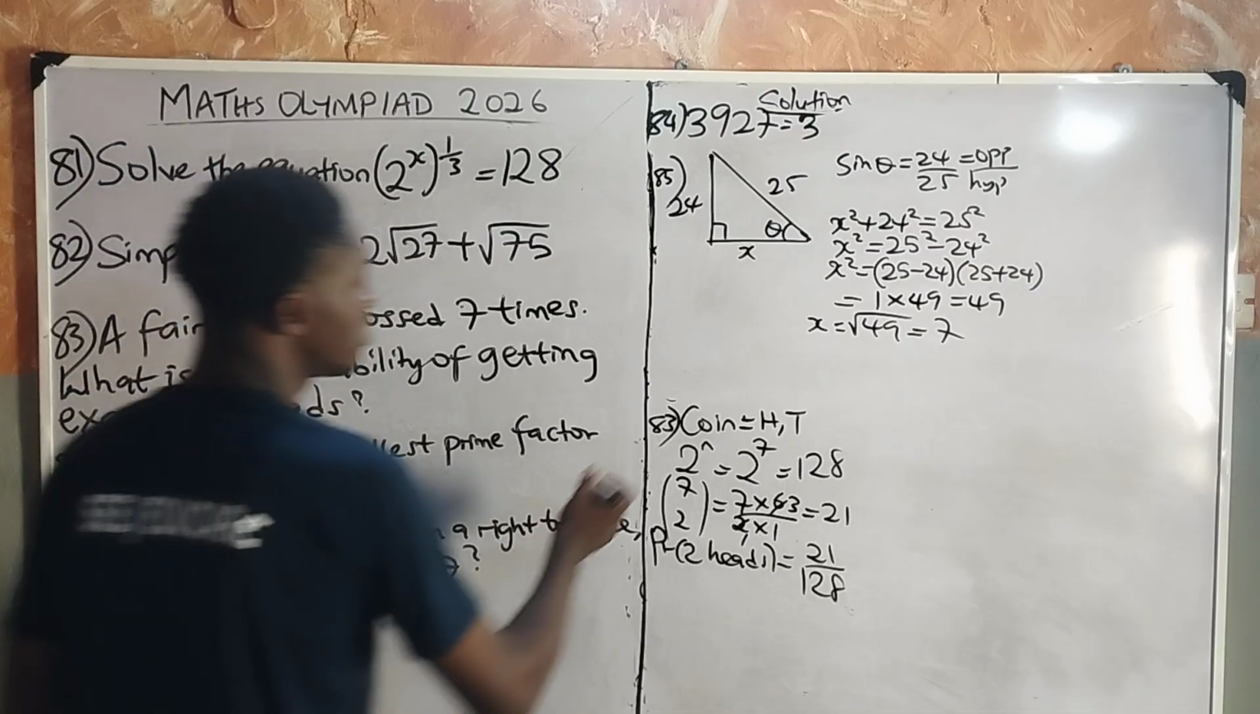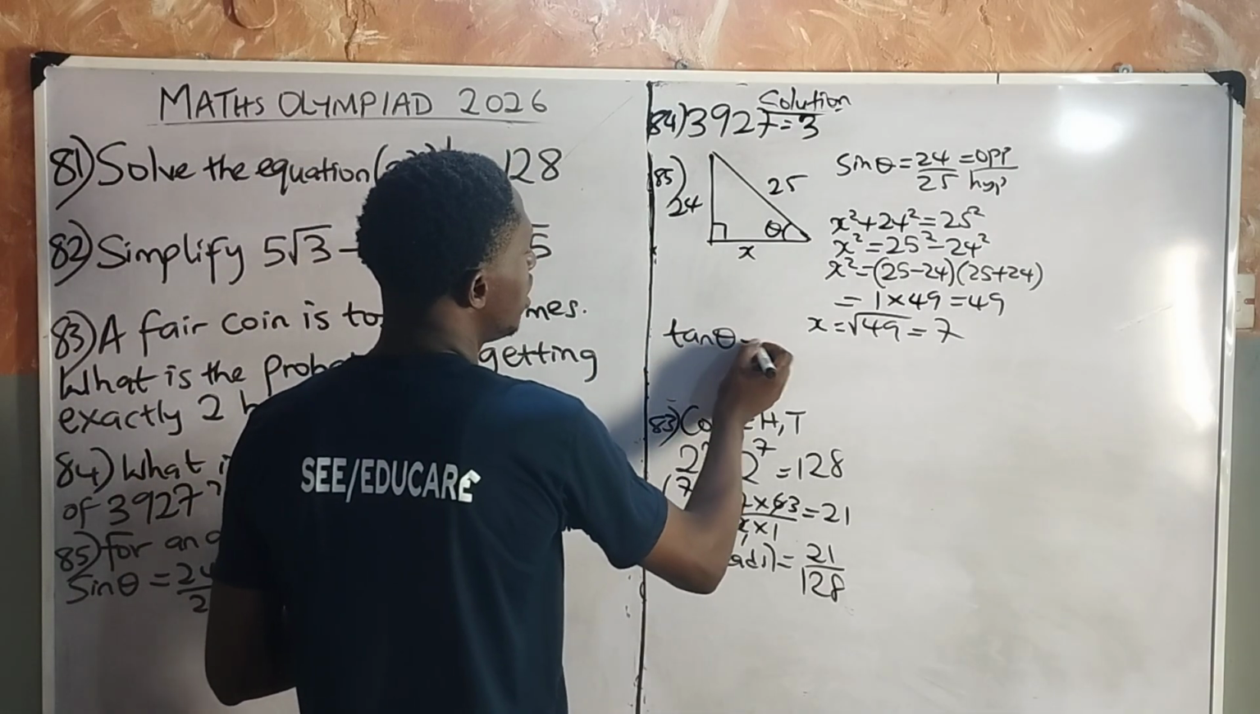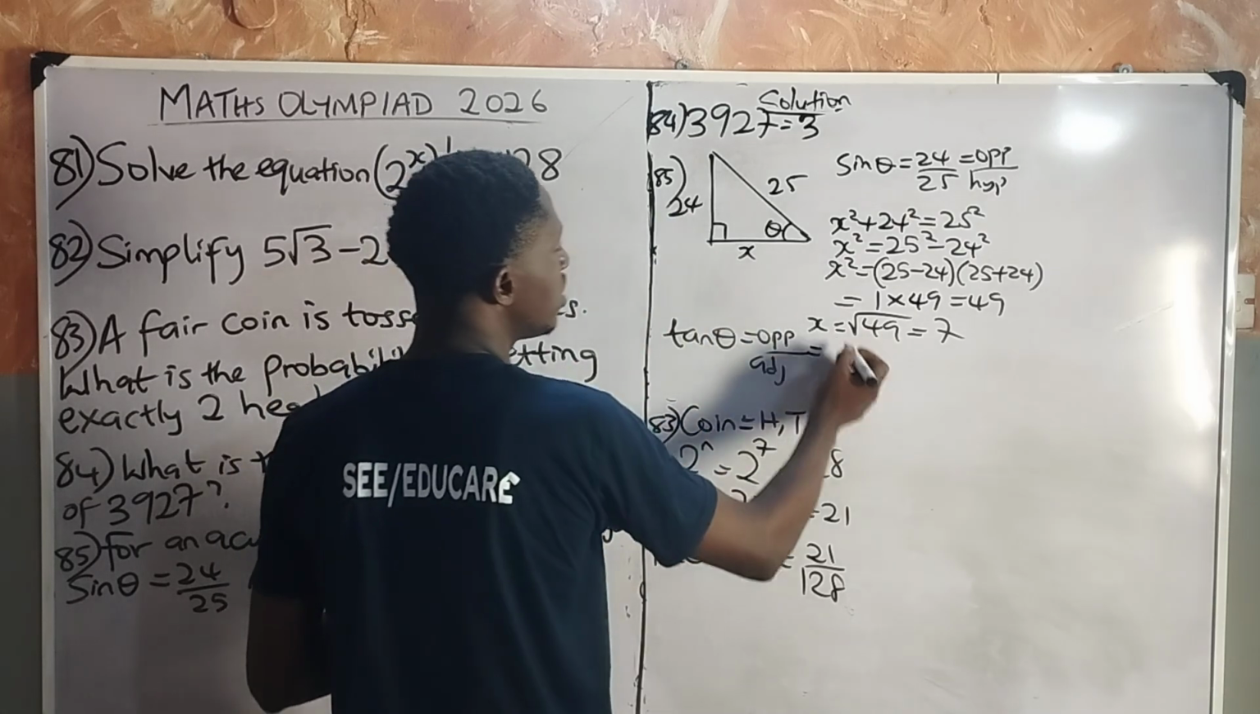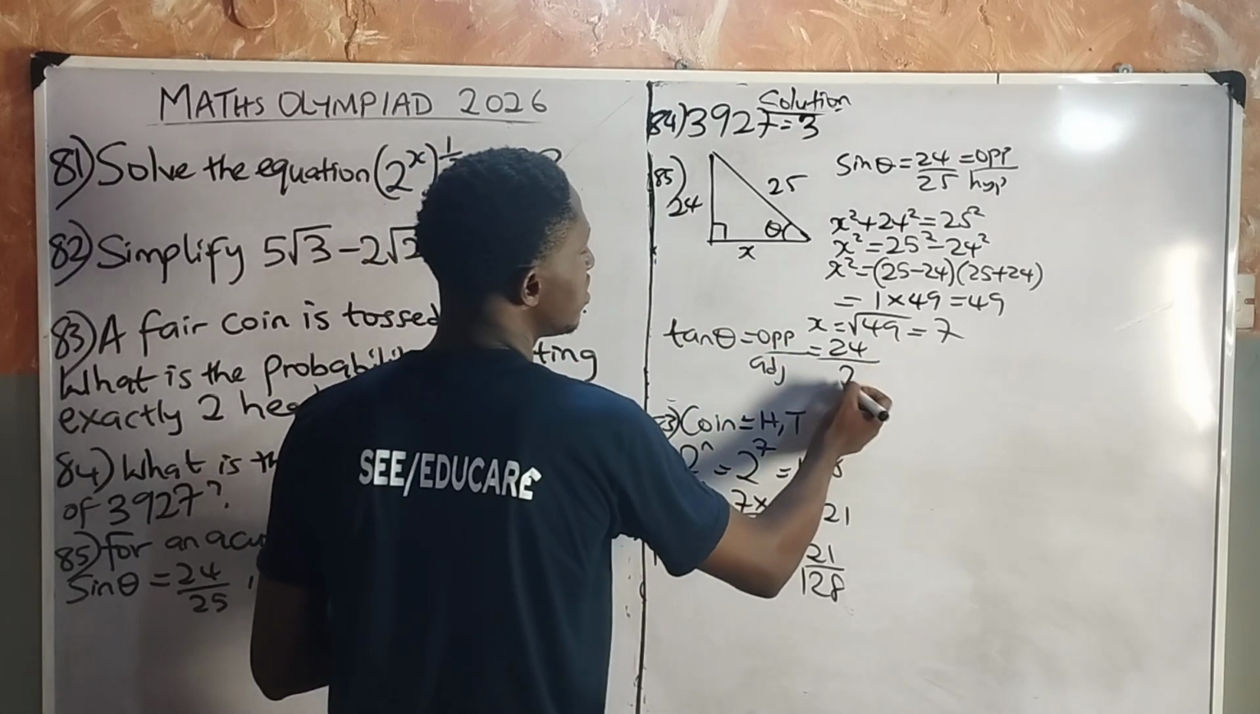We are told to find tan theta. So our tan theta is equal to opposite over adjacent. So our opposite here is 24, while our adjacent here is 7.